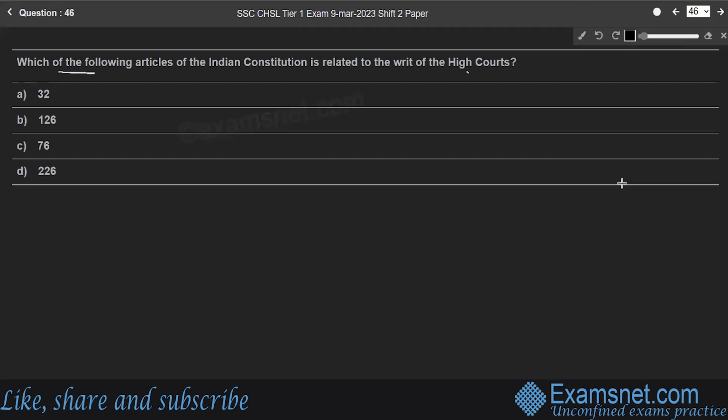Question 46. Which of the following articles of the Indian Constitution is related to the writ of the High Courts? Here, Article 226 is related to the writ of the High Courts. Under Article 226, a writ petition can be filed in a High Court for issuing one of the 5 writs as per the case. A High Court is empowered to issue directions, orders, or writs for the enforcement of a fundamental right or for any other purpose. Those include habeas corpus, mandamus, prohibition, quo warranto, and certiorari. So therefore, option D is the right answer, Article 226.